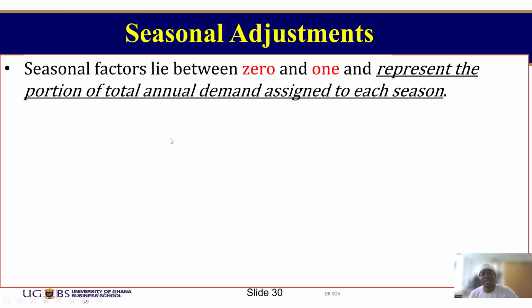Let's take a practical example. So we are going to calculate the seasonal adjustment. And I've already said this, or maybe I haven't, but the seasonal factors, the Si, they lie between 0 and 1. Now, who can tell me why I am saying that the values of the seasonal factors lie between 0 and 1? Who can quickly guess why?